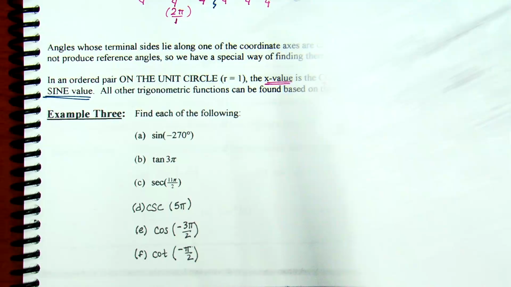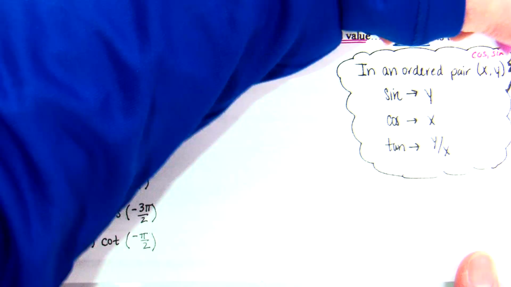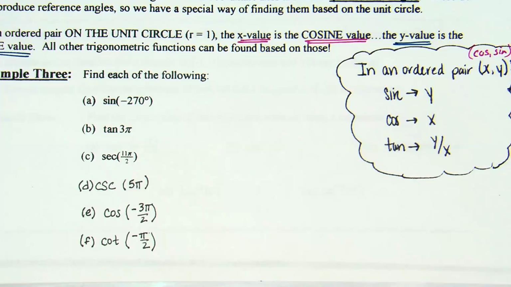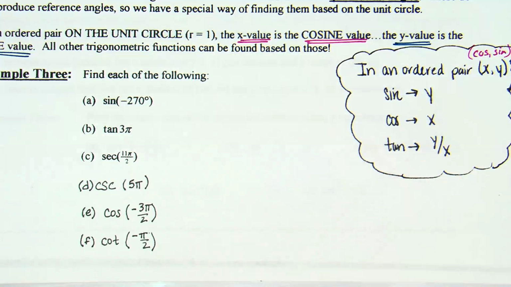Now, with that note, you see the little bubble off to the right, or the cloud. In an ordered pair, notice it's x, comma, y. Or, what did I just say? In an ordered pair, it's always cosine, comma, sine. Just reminding you there, sine is your y value, cosine is your x value. And what does it say about tangent? Tangent is y divided by x. So if you have that ordered pair, take the y value divided by the x value, and that will give you your tangent value.